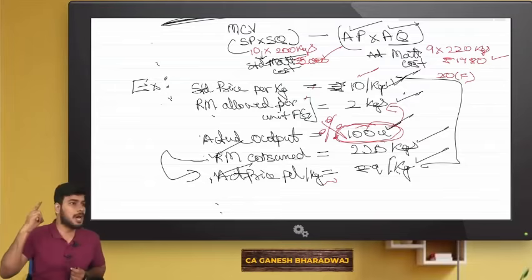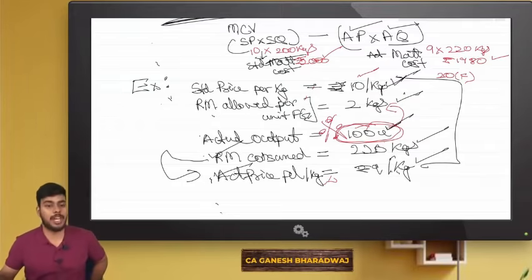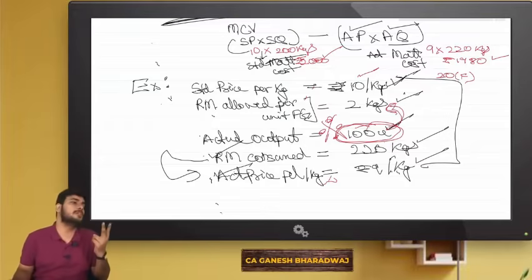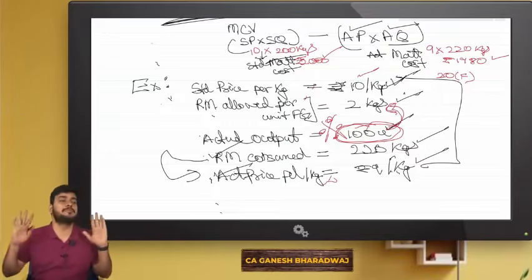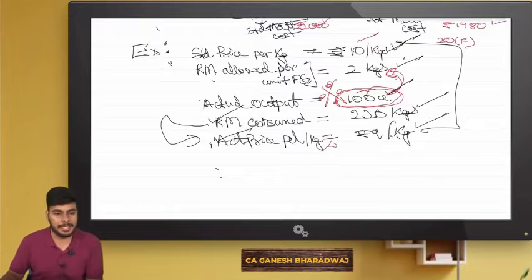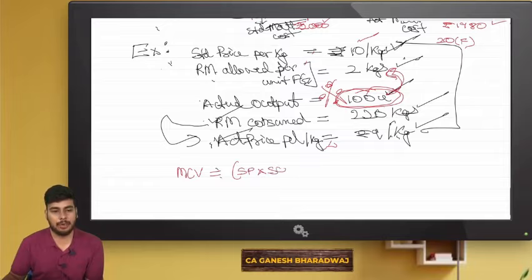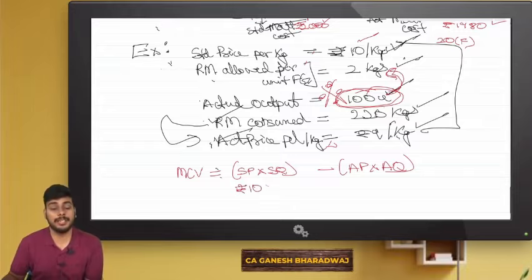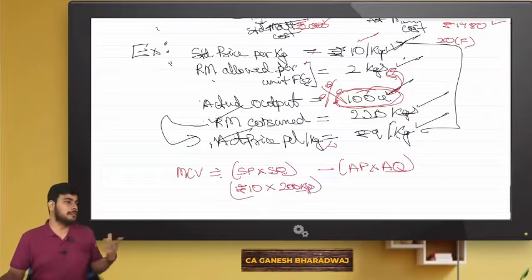Are you clear with this? So for me to actually produce 100 units, I should have consumed how much? 2 kgs each, which brings me 200 kgs. So material cost variance is equal to standard price into standard quantity minus actual price into actual quantity. What's your standard price? Rupees 10. What's your standard quantity? 200 kgs. How did you get this? 2 into 100. For the actual production, what could be your total material consumption?